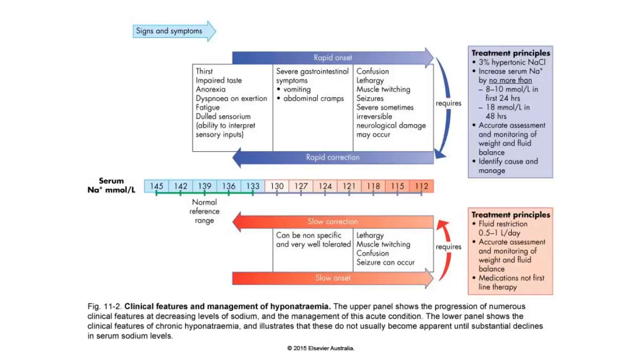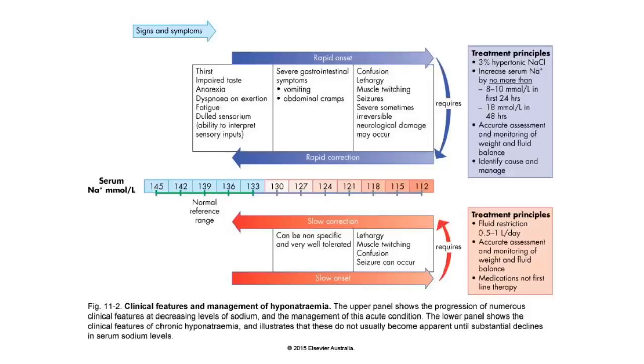So in these graphs we're looking at hyponatremia, and you can see the signs and symptoms of acute hyponatremia at the top, where it starts out as thirst and impaired taste and fatigue, leading on to gastrointestinal symptoms such as vomiting and abdominal cramps that will eventually lead to confusion. Because you've upset the action potential, we'll see muscle twitching and seizures, and if it's acute enough and severe enough it can cause neurological damage.